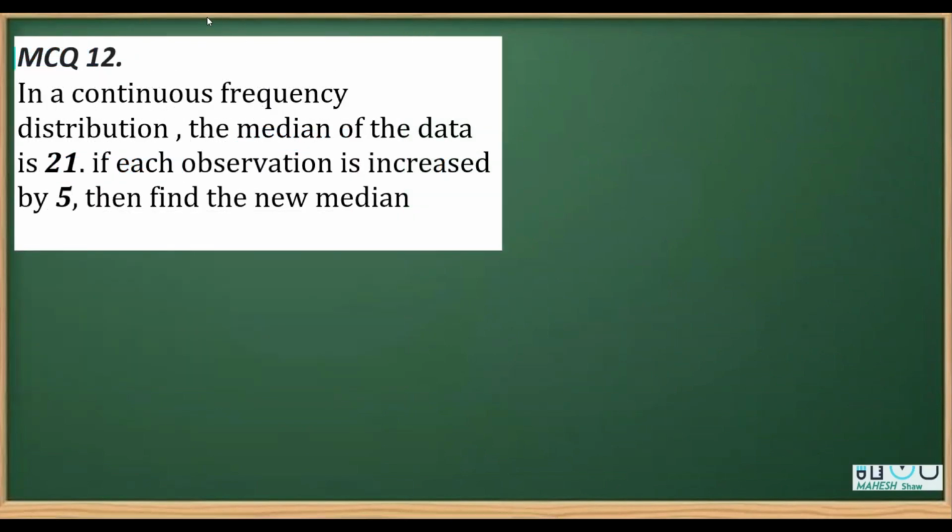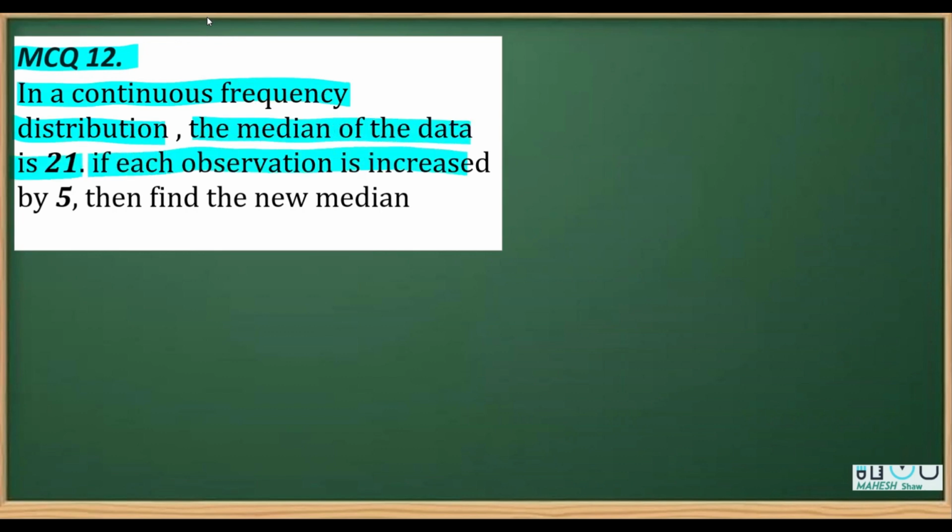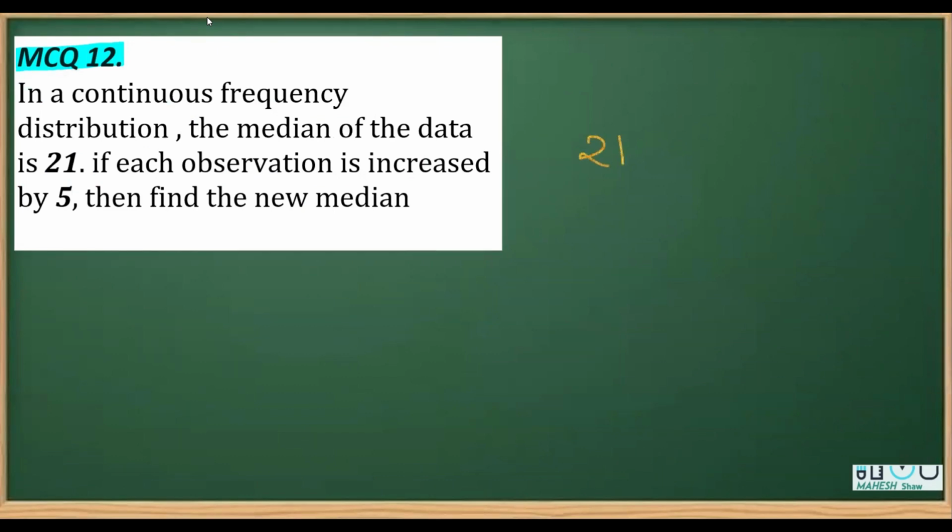In MCQ 12, I haven't taken the options here. In a continuous frequency distribution, the median of the data is found to be 21. Later, each observation is increased by 5, and we need the new median. But you should know that whatever the change, if the same change is made on each observation, then the median will also have the same change. Earlier the median is 21, and if each observation is increased by 5, then the new median will also increase by 5. So we'll say that the new median will be 26.